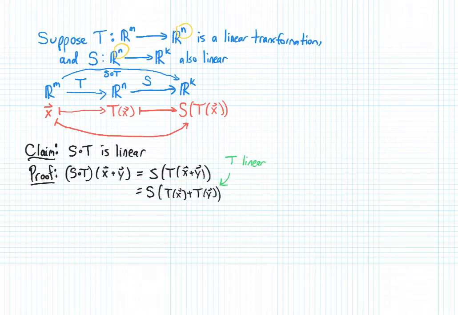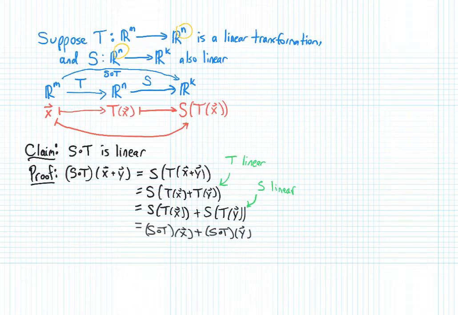And now we can use the fact that T is linear to break up T of x plus y, and then use the fact that S is linear to break it up further into S of T of x plus S of T of y. And that is S composed with T of x plus S composed with T of y. So that shows that S composed with T is compatible with addition.